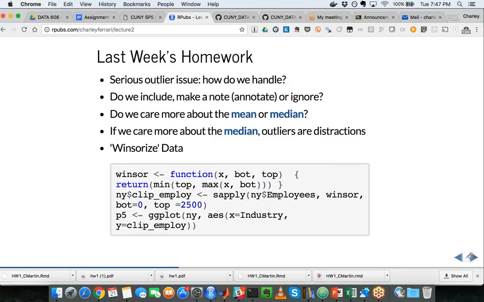But we'll get to that. And then in terms of winsorizing data, that's basically using some sort of min and max to cap off extreme values. So you're just going to cut those off.